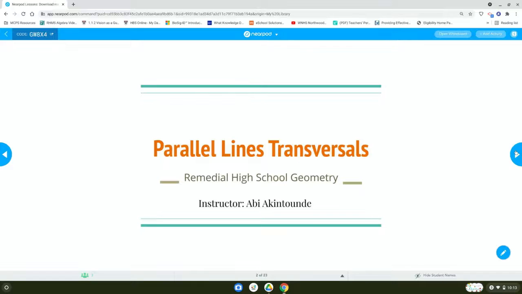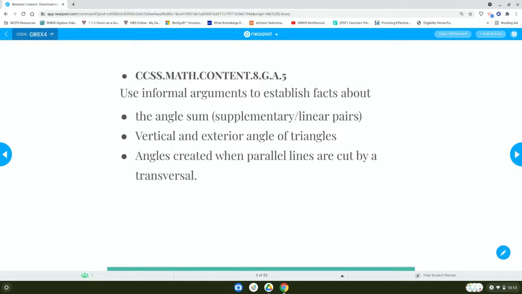When we talk about parallel lines, these are lines that are going in the same direction that will never intersect. You remember this from the 7th and the 8th grade?